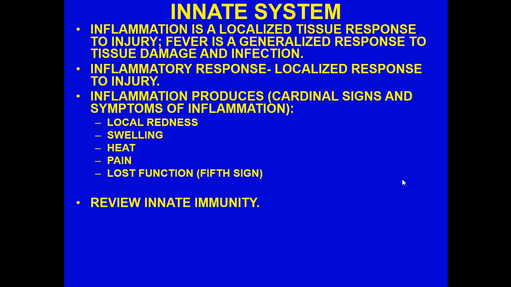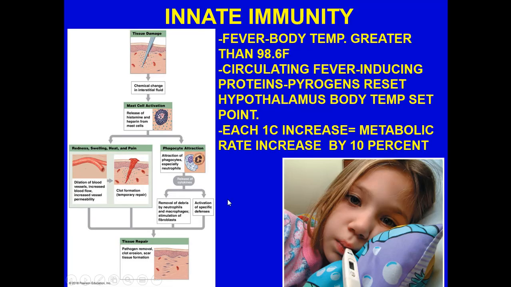If you have a fifth sign, the loss of function, let's say it's at my elbow, so I can't basically curl my arm or flex my arm, etc. It hurts, so I'll lose function of that for a bit. Also, I want you to take time to review innate immunity, okay? As you can see through this process right here. So we get into tissue injury, the chemical changes, mast cell activation, phagocyte attraction, redness, swelling, heat, and pain, and sometimes loss of function, and you end up with eventually tissue repair.